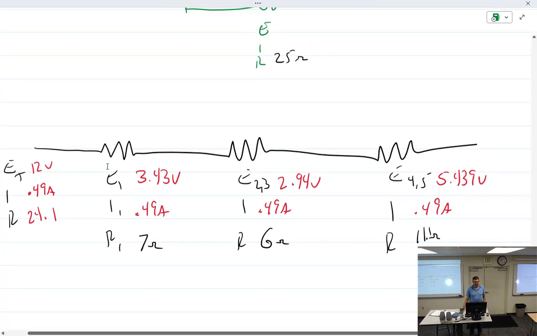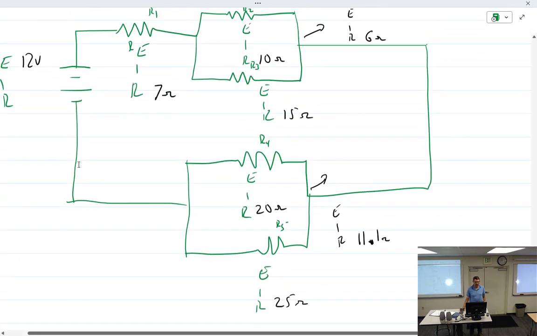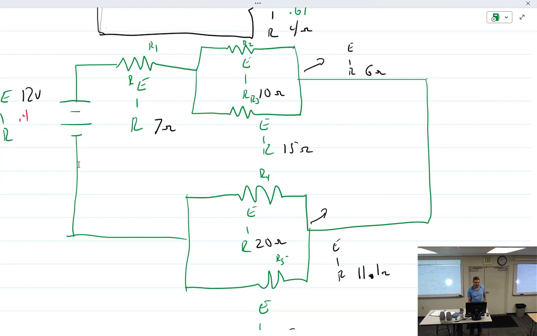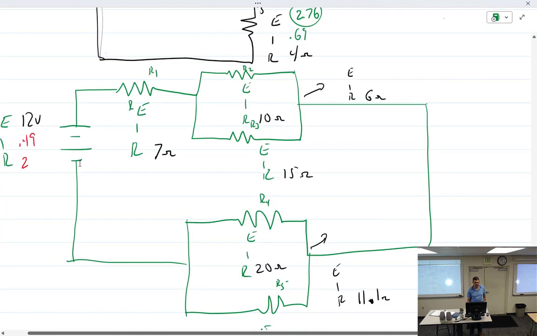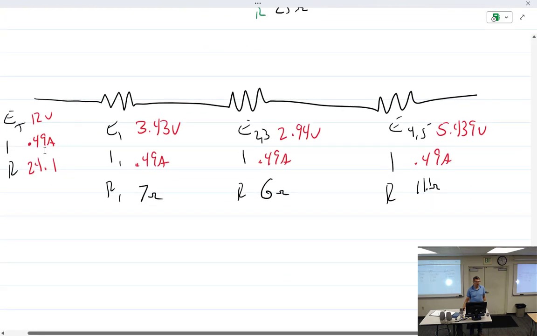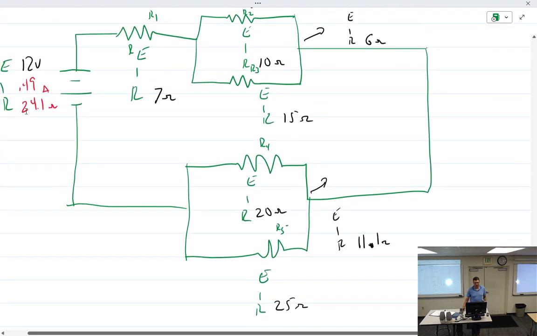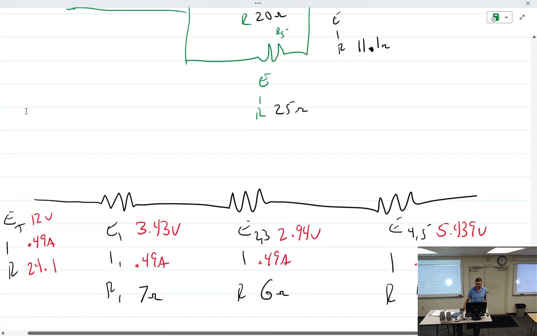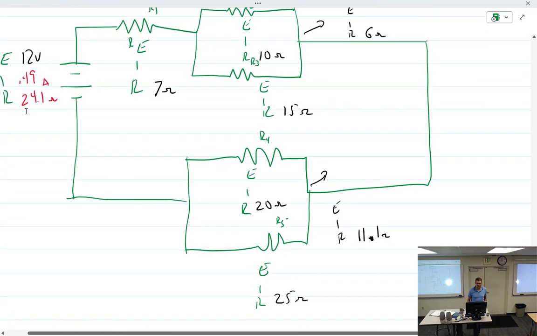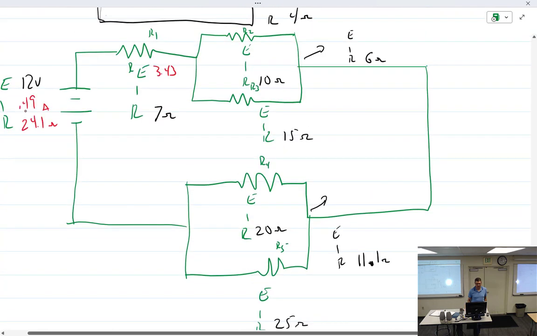All right, so we just come back up here. I've got 12.49 and 24.1, right? Because the total right here is the total up here. Total's total. R1, is it the same or different? Same, so 3.43, 3.43, and the current is 0.49. We do that, 0.49 amps.